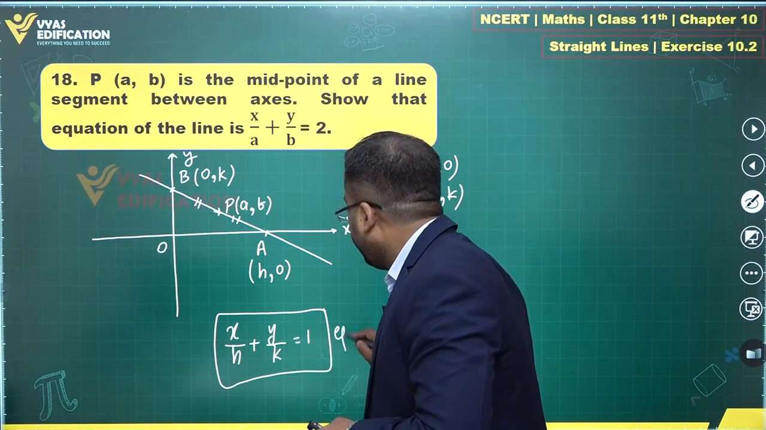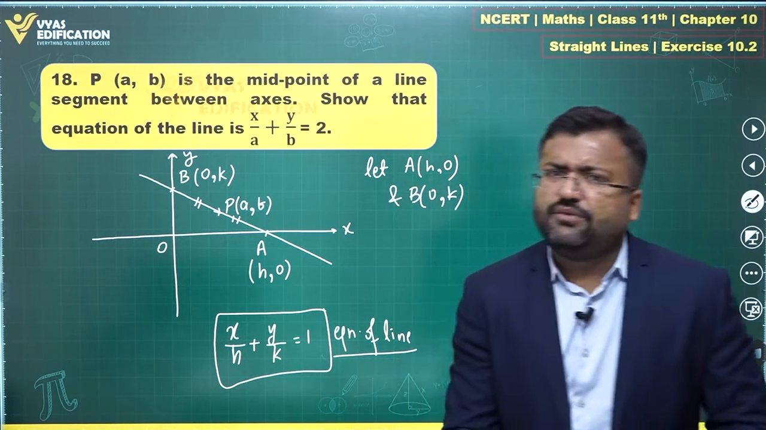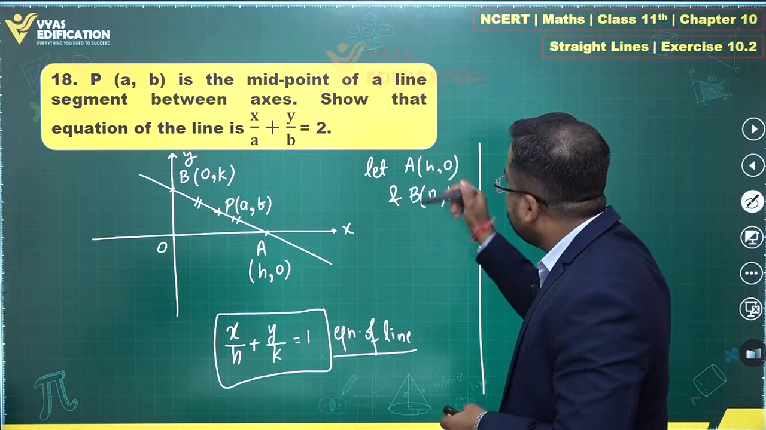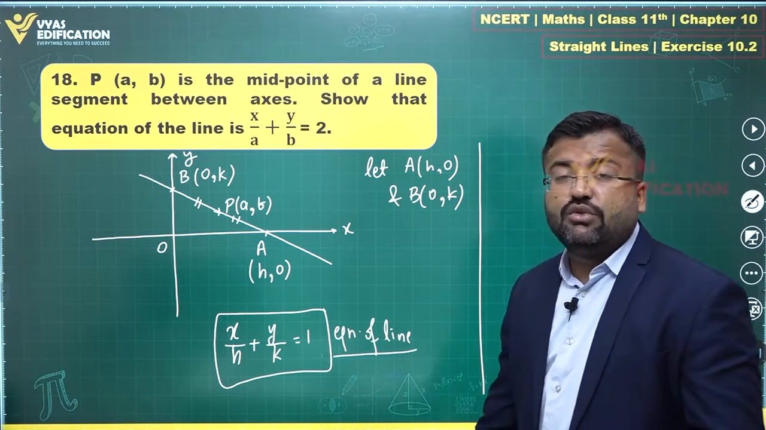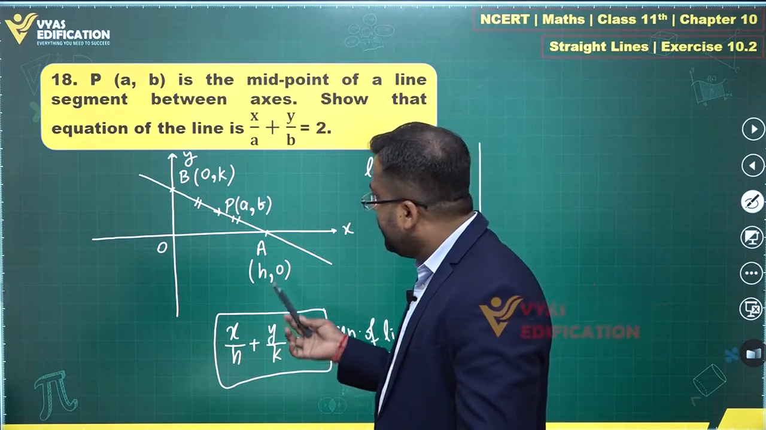This is the equation of the line. This is something we remember, right? From the concepts of equation of straight line. Okay, so if I can find h and k in terms of a and b, because only a and b are given, then I can easily write the equation. Let's try to find h and k.